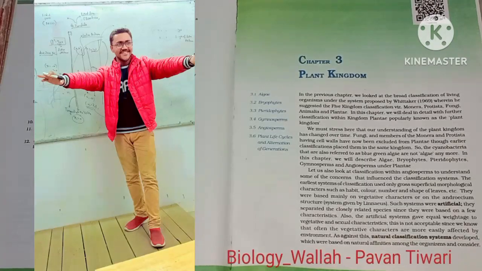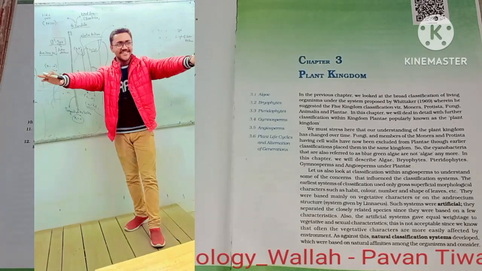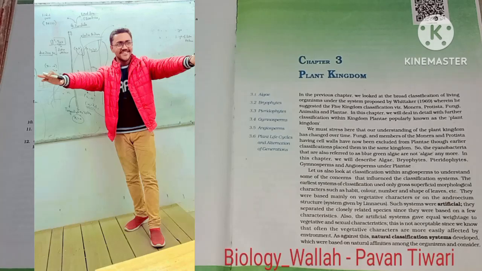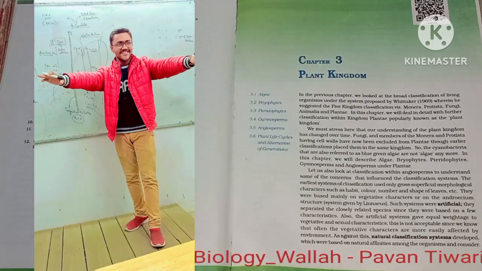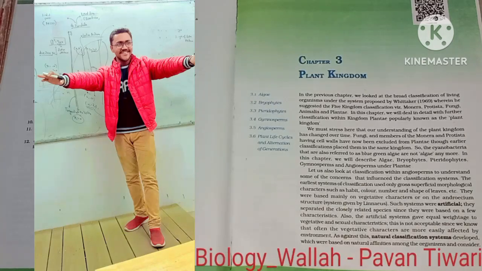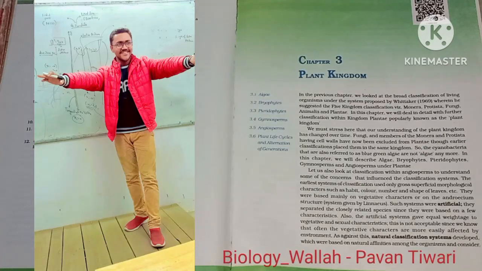In the previous chapter we looked at the broad classification of living organisms under the system proposed by Whittaker in 1969, wherein he suggested the five kingdom classification with Monera, Protista, Fungi, Animalia and Plantae. In this chapter, we will deal in detail with further classification within kingdom Plantae, popularly known as the plant kingdom.